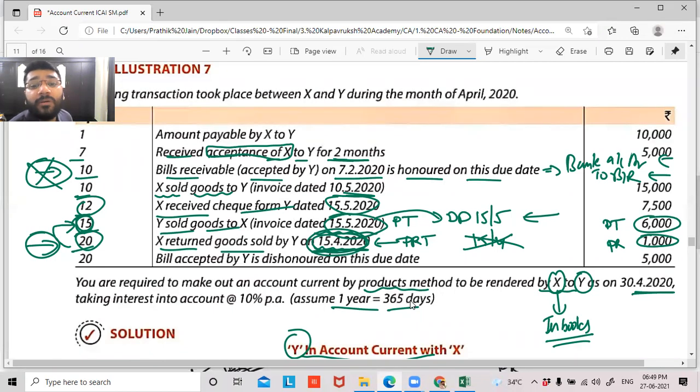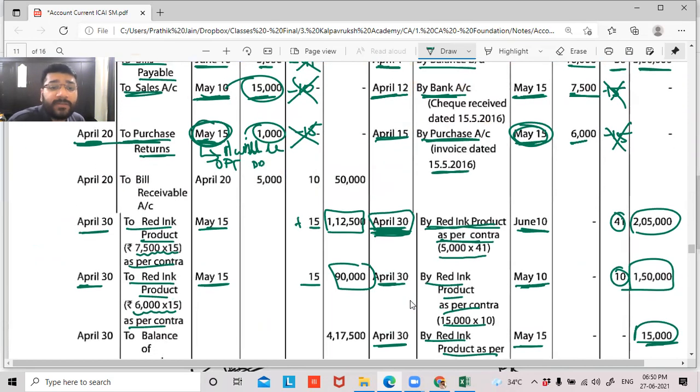So what is the journal entry for the dishonorment of the bill, guys? The validity of the bills receivable is gone and the debtor needs to be recreated. So can I say Y account debit to bills receivable? Yes, sir. On April 20, Y account debit to bills receivable. There's no due date given in the question, so whatever is the transaction date, that will be my due date.